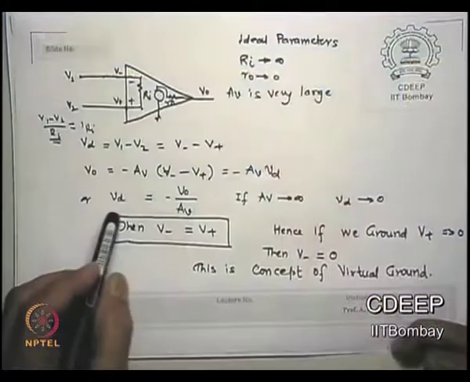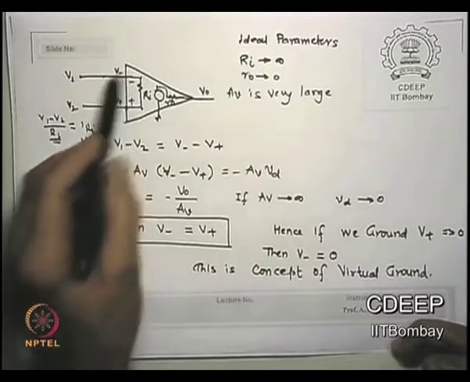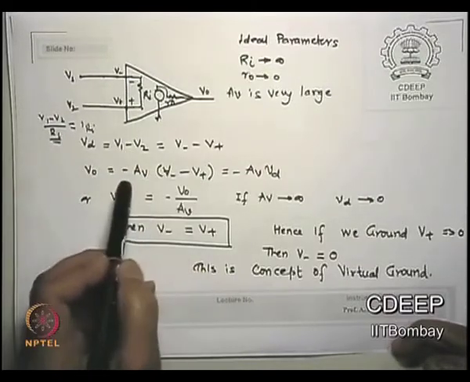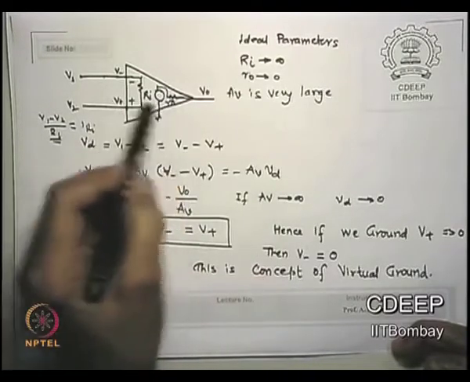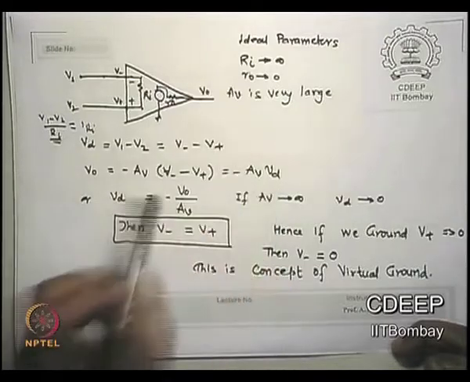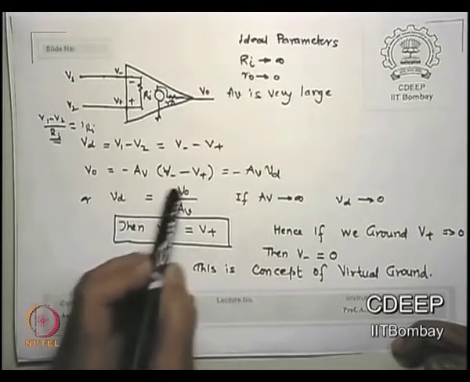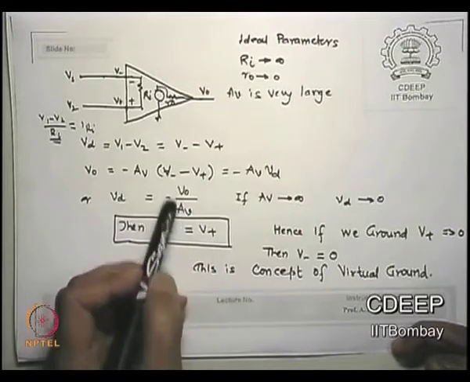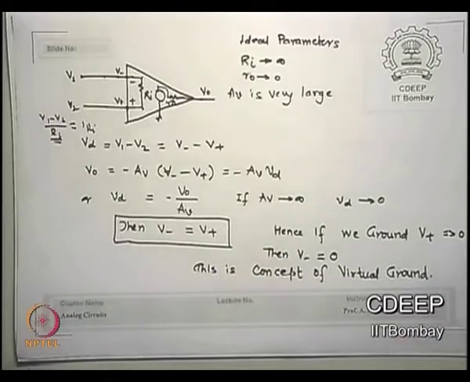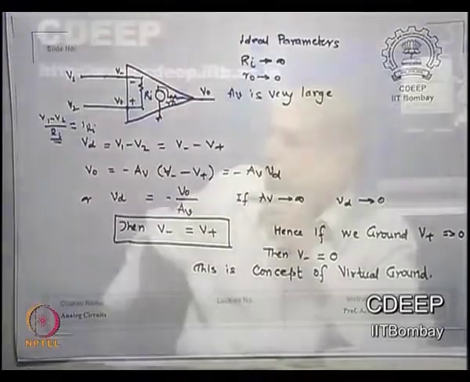We can see the same thing a little differently again. We have (V minus minus V plus) multiplied by AV is the output, is that correct? Just now from this circuit, AV into VD is the output. So VD is V0 by AV, is that correct? Or V minus minus V plus is equal to V0 by AV. If AV tends to infinity, how much is VD? VD tends to 0. So V minus minus V plus tends to 0. So V minus is equal to V plus.